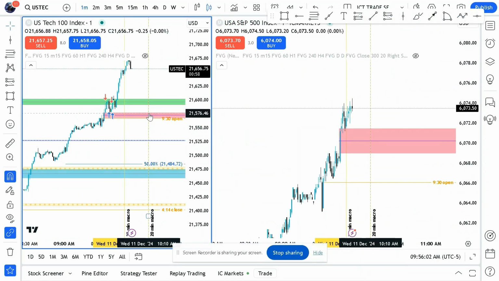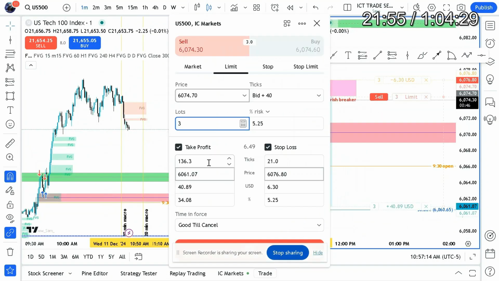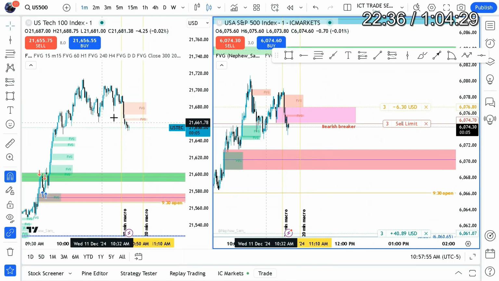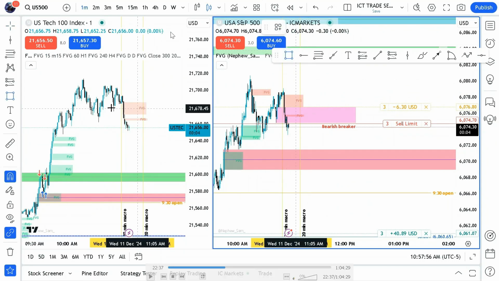So I waited on the 9:50 interval. And if you pay attention here, you realize that I was using the 2020 model here.